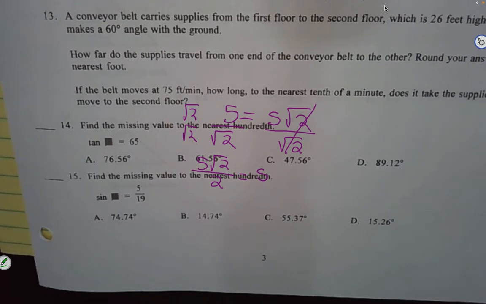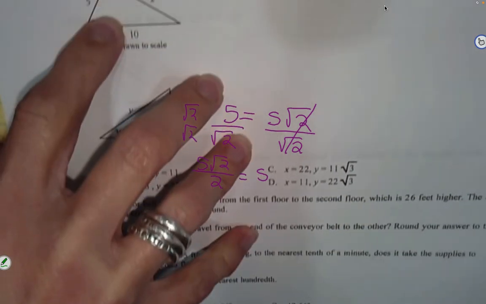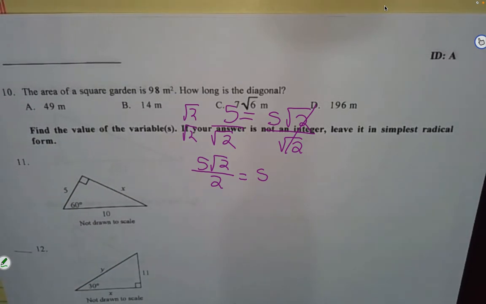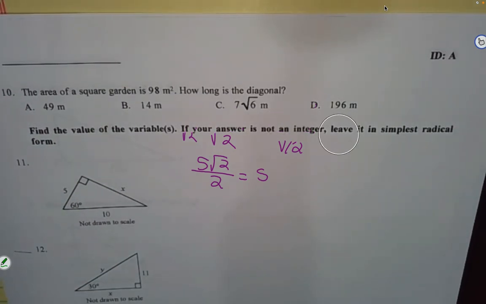Okay, number 10. This one was really weird. I noticed several people missed it when I was kind of looking over your study guide. I just gave you points for doing it. I didn't check right or wrong, okay? That's what you're doing now. So on this one, it says the area of a square garden is 98 meters squared. So let me draw a square, and it wants me to find the diagonal.